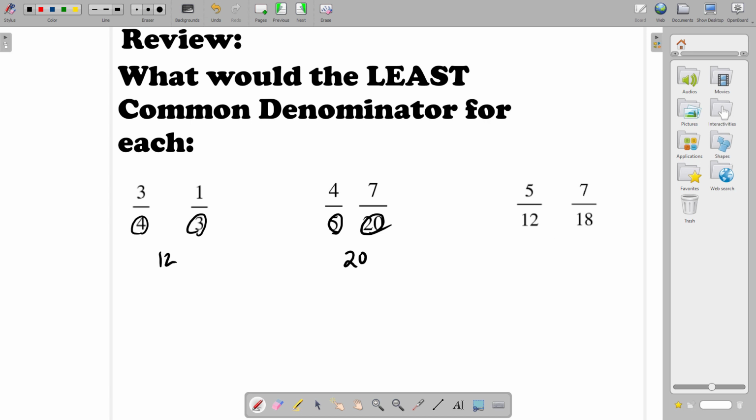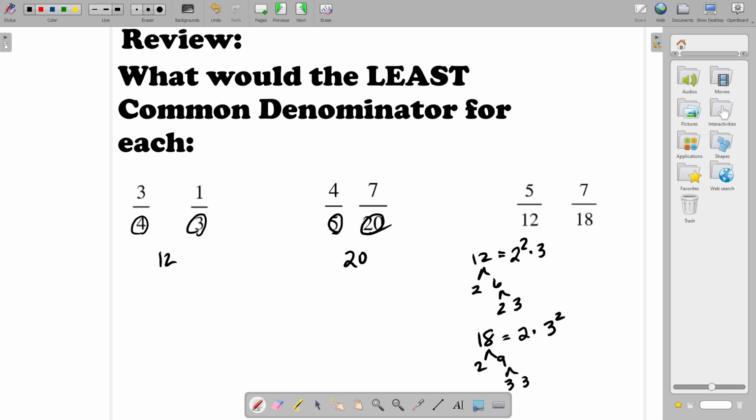Now down here we have a little bit different issue. First of all, let's look at 12 and factor it. 12 is 2 times 6, and 6 is 2 times 3. So 12 is really 2 squared times 3. 18 is 2 times 9, and 9 is 3 times 3, so we have 2 times 3 squared.